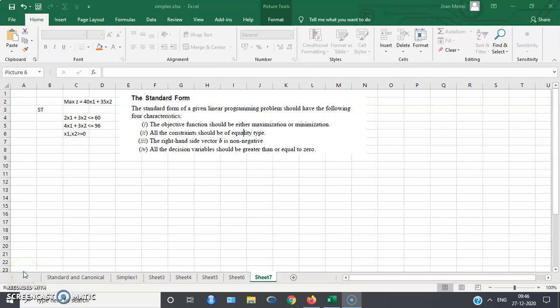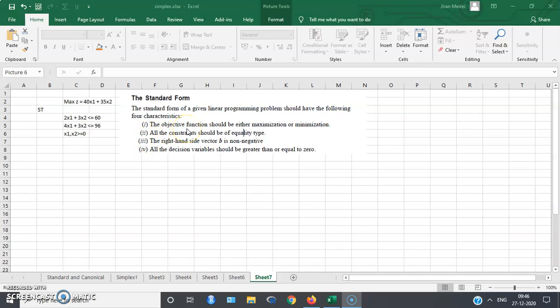Hello, welcome back. Let us continue our discussion on the standard formulation and canonical formulations of a linear programming problem. To understand this, let us take a very small example over here. This example is a maximization problem with two variables and two constraints, and both the constraints are of less than or equal to type. Now to convert this into standard formulation, which should have these four conditions satisfied.